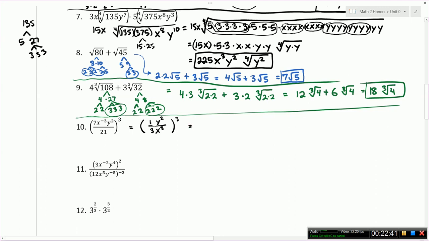So 1 cubed is 1. Y squared to the third power is y to the 6. I multiply the 2 and the 3. 3 to the third power, 3 times 3 times 3 is 27. And then x cubed to the third power, you multiply the 3's in that case because they're both exponents, an exponent of an exponent, and you get x to the power of 9. And that's all we can do, and that's our answer.